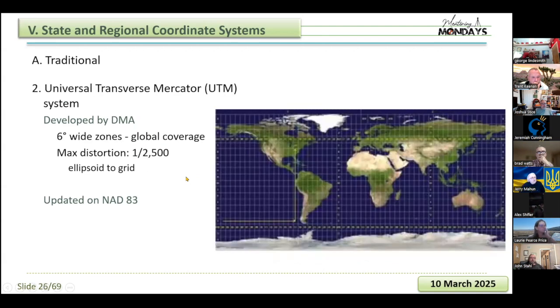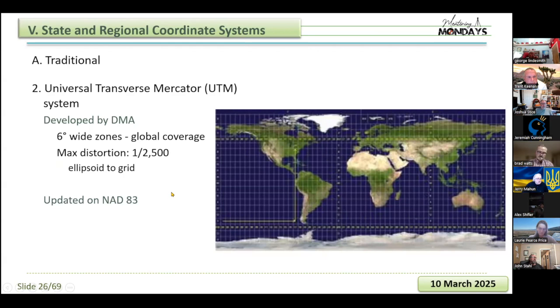The other one that most people are familiar with, and this has been a darling of the GIS community for a long time, is the Universal Transverse Mercator System. That's a global system developed by the Defense Mapping Agency. It's got 6-degree wide zones, and they don't go all the way up to the poles, they fall a couple degrees short of the poles simply because of how much convergence is up there. But they give maximum global coverage.